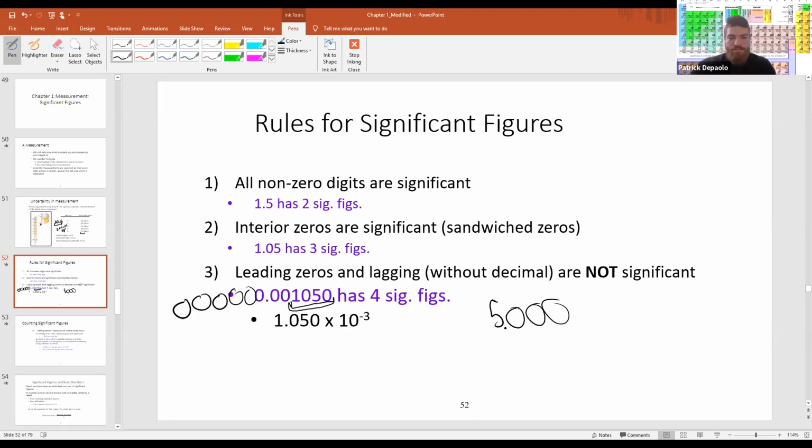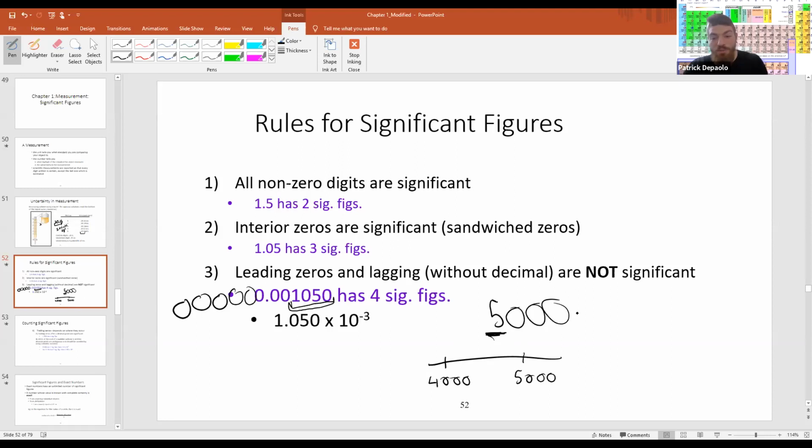And the reason why is because just like these small decimals, really large numbers without a decimal point, these zeros are just placeholders too. Maybe I'm on a meter stick, or some kind of measuring stick that measures only in thousands, and I can't get any of these digits. So if that's the case, I can measure 4,000, 5,000, and there's only one significant figure. I can't measure other numbers. So that's an example of the lagging zeros.